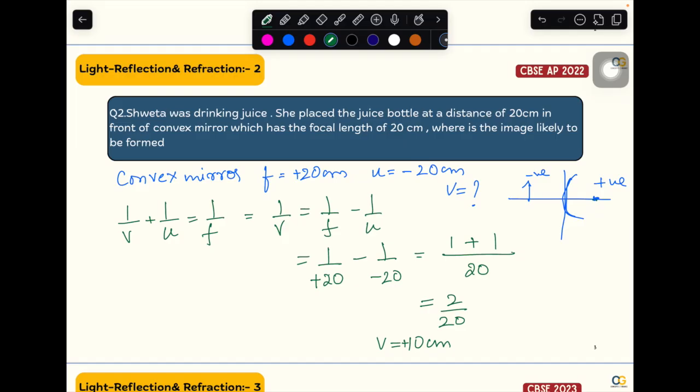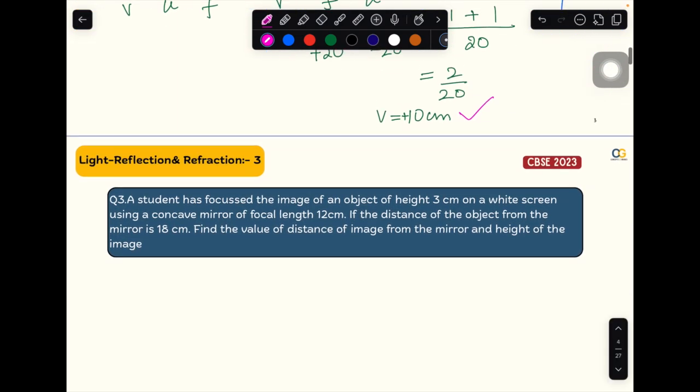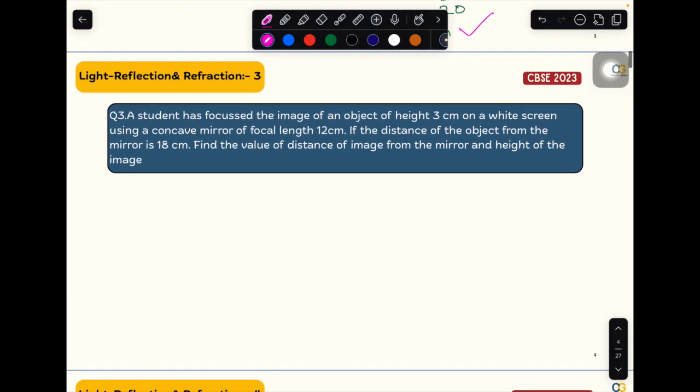So the answer is right and we have validated it with theory, that is it is coming positive because the image will be formed this side and it will be virtual erect. So it is true. Now we are going to introduce height of the image and object.